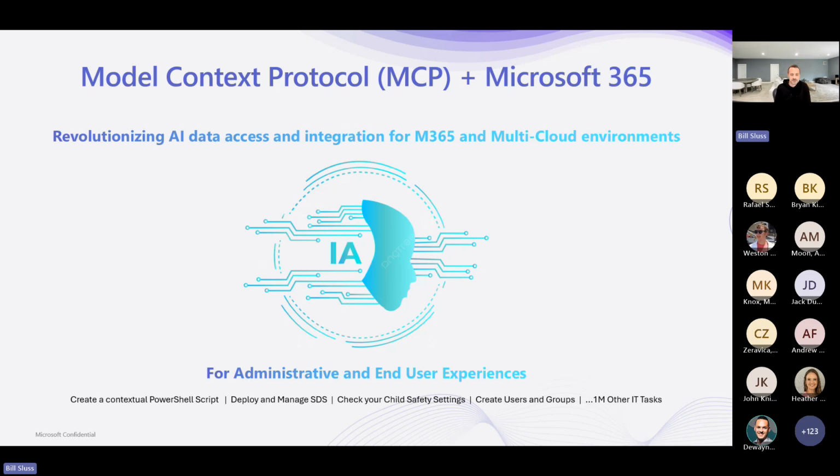If you don't know what it is, it's a protocol that helps large language models, small language models, agentic apps, any sort of AI integrate with data in a much more seamless way. It provides very contextual information back to the model, so the model can rationalize over what you're trying to access. And so what does that mean?